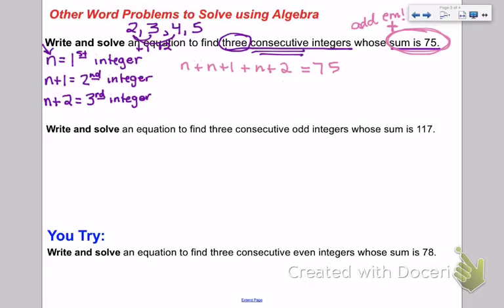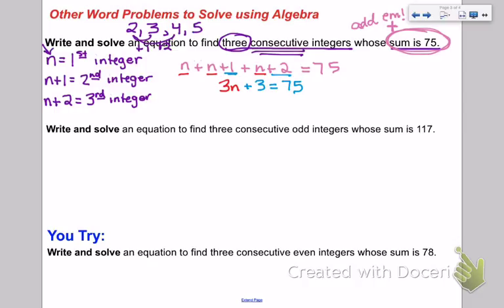So I'm just going to erase that so I have room. What we know about like terms is that we can add them if they have the same label. So I have n plus n plus n. That gives us 3n. Then I have 1, positive 1, and a positive 2. So that gives me plus 3. And that's going to equal 75.